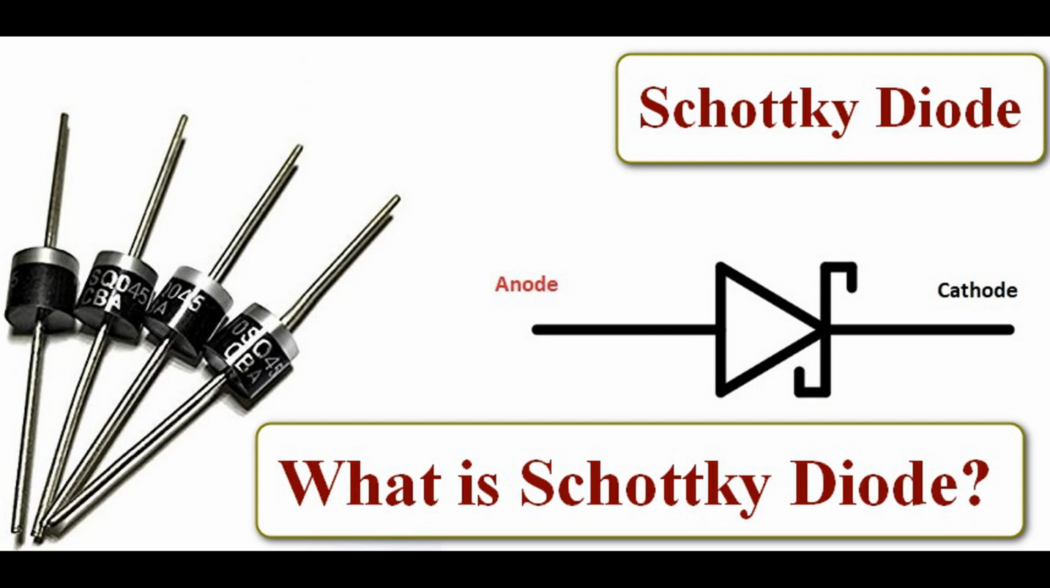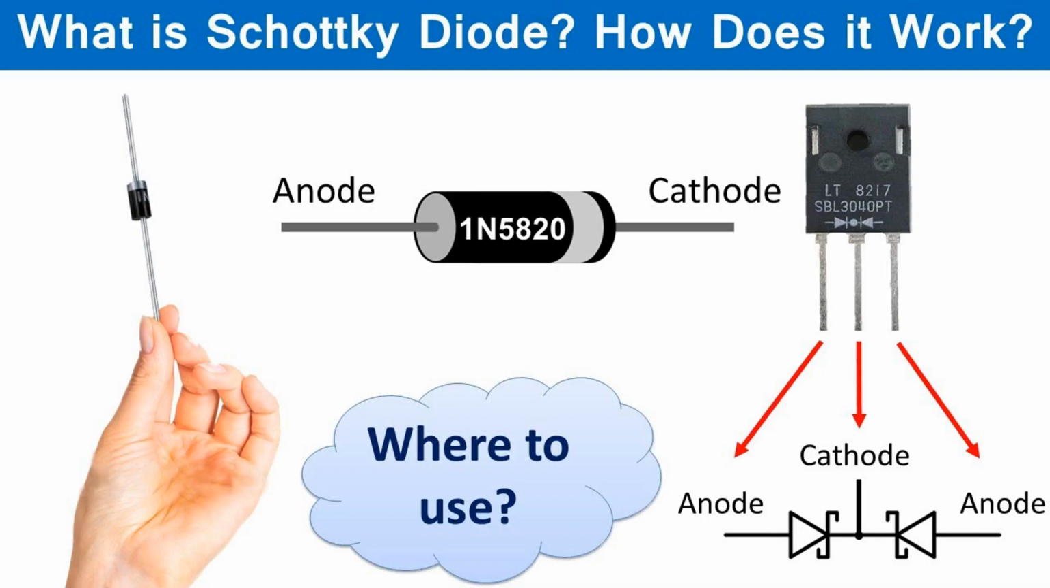Power rectifiers. Power rectifiers are electronic devices used to convert alternating current, AC, into direct current, DC. They are essential components in power supply circuits, where they rectify the incoming AC voltage to provide a steady and regulated DC output. Power rectifiers play a crucial role in a wide range of applications, from small electronic devices to large-scale industrial systems.